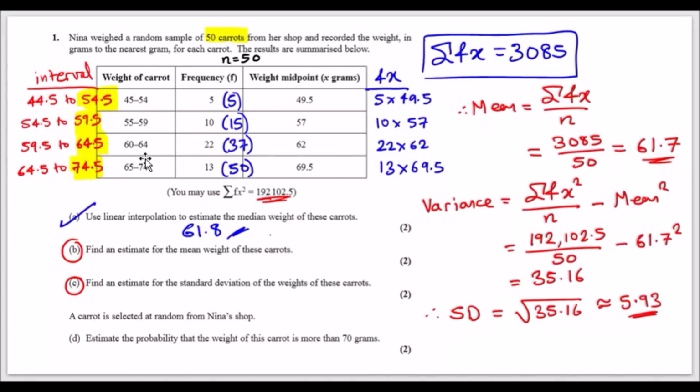Perfect. Now, for part C, we need to find the standard deviation of the weights of these carrots. To do that, I usually find the variance first, because you can simply square root the variance to get the standard deviation. The variance formula is as follows. It's the sum of fx squared, the value in the bracket, over n, which is 50, so we have everything, minus the mean squared, so minus 61.7 squared. When you resolve that, you get an answer, and then you just square root, and voila, 5.93.